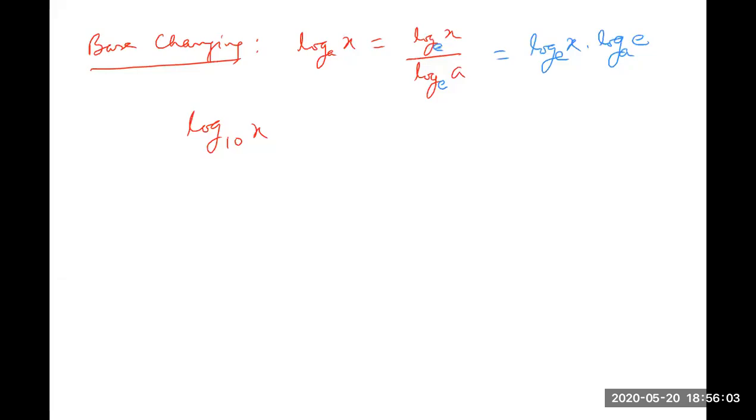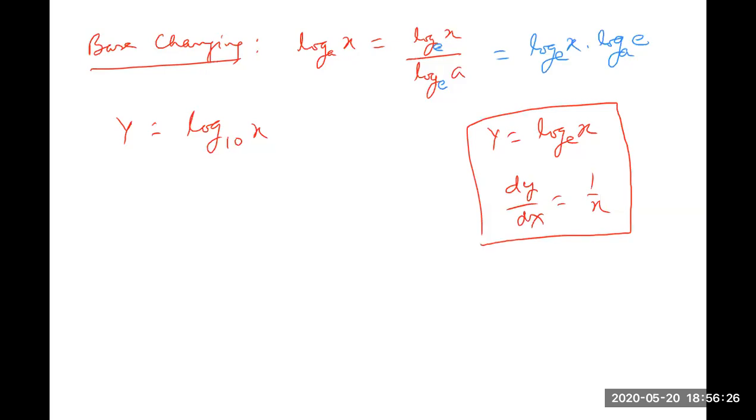Log base 10 of x. Suppose y is equal to this. These questions are very useful for your competitive exams. Suppose I have to differentiate log base 10 of x. First I have to change the base. If y is equal to log e x, then dy by dx is equal to 1 upon x. This you have to remember.